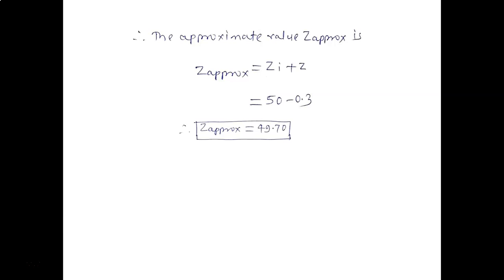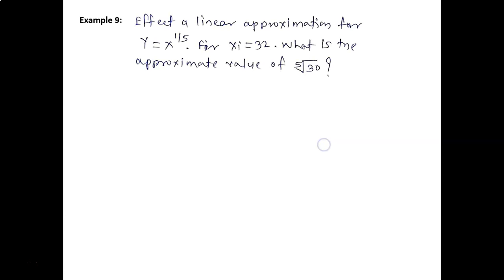Now again we will see the next example. Example 9. Find a linear approximation for y is equal to x raised to 1 by 5 for xi is equal to 32. What is the approximate value of 30 raised to 1 by 5? How to read this? 30 raised to 1 by 5.